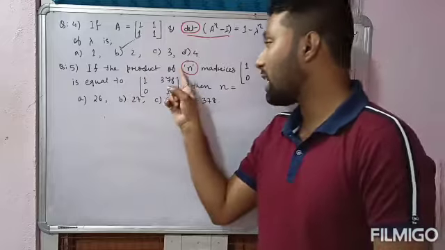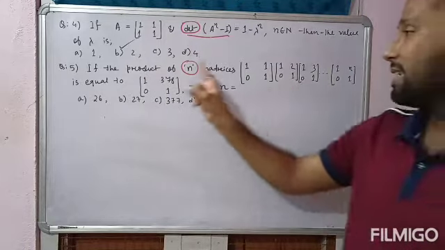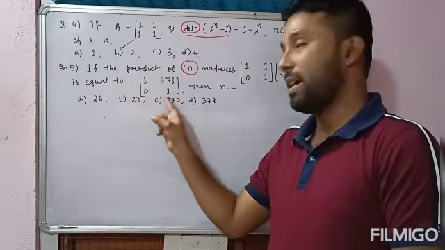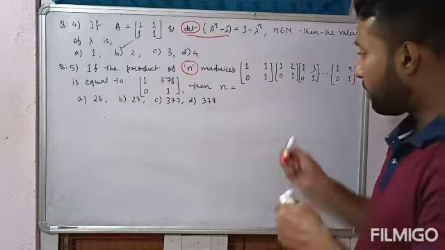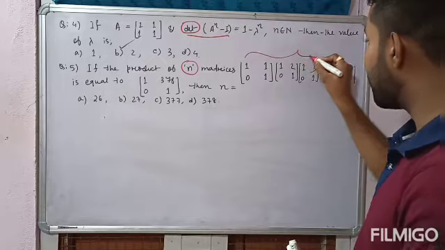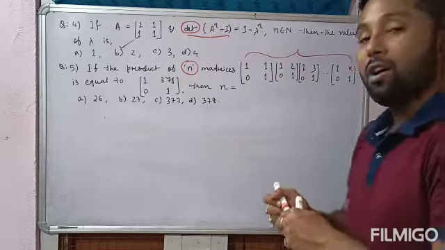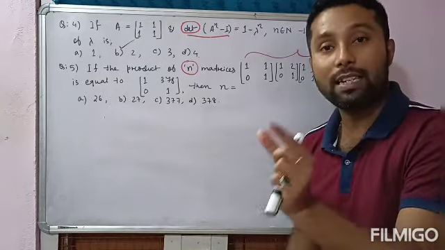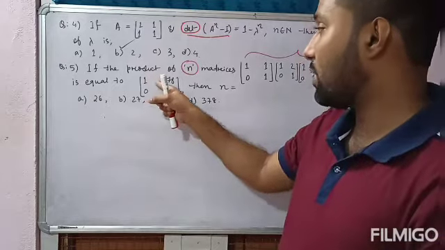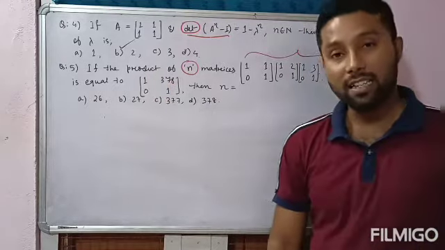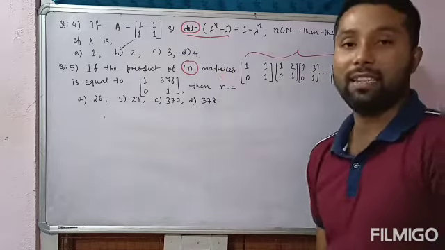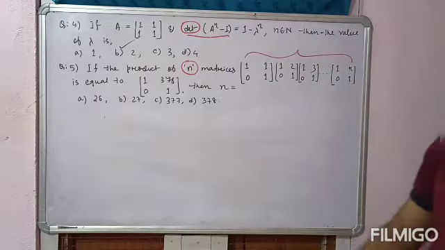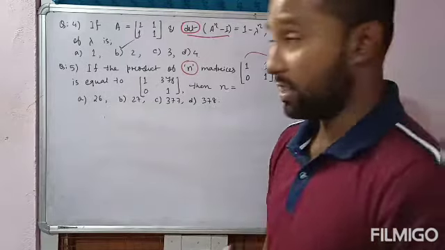So if the product of these n matrices is equal to this matrix, that means if you multiply all these n matrices, the resultant matrix is nothing but this one, 1 378 0 1. Then find the value of n. You have to find the value of this n. This is an interesting question.